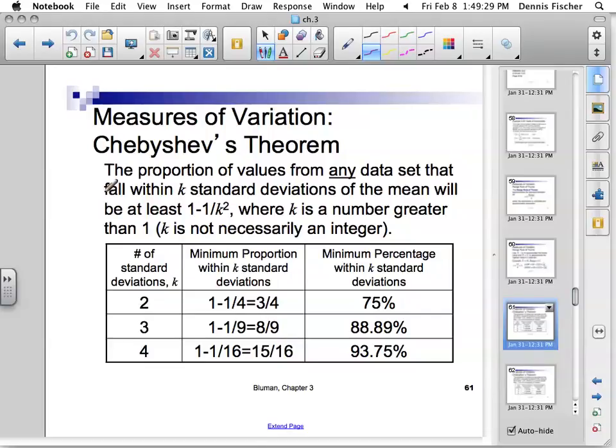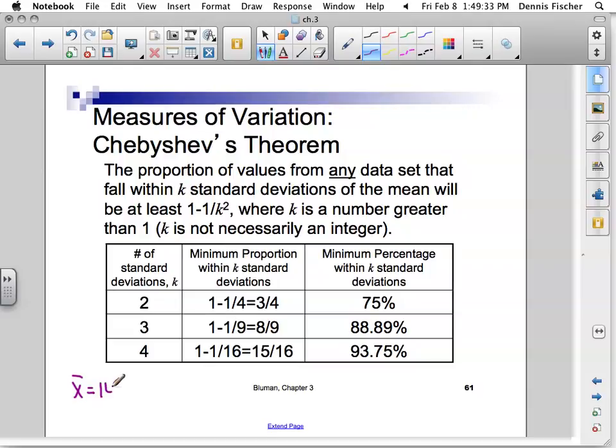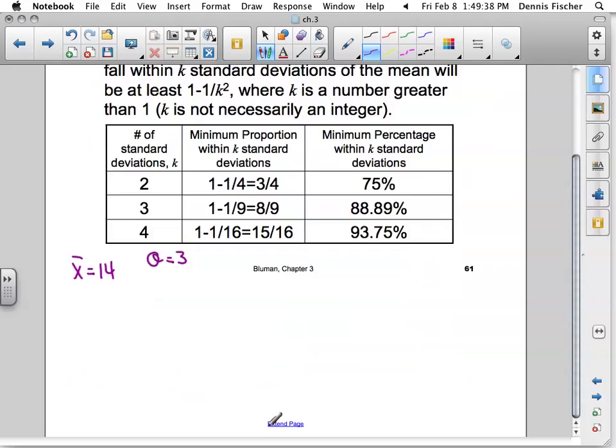If I said I had a mean and standard deviation, let's say I had a mean of 14 and a standard deviation of 3. Here I'm just going to think of a curve. I'm going to say 14 right in the middle, that's my mean. If I go 1 standard deviation on both sides, I'm going to be at 17 and 11.